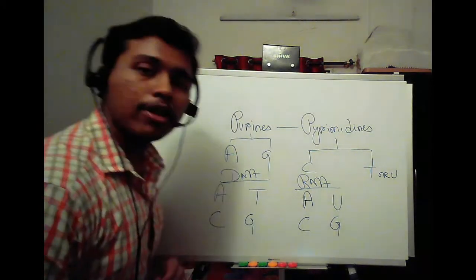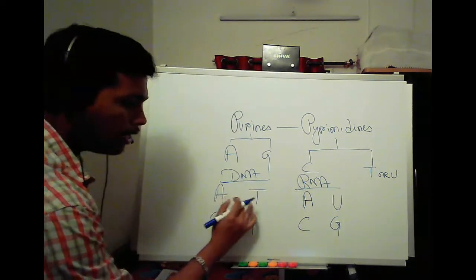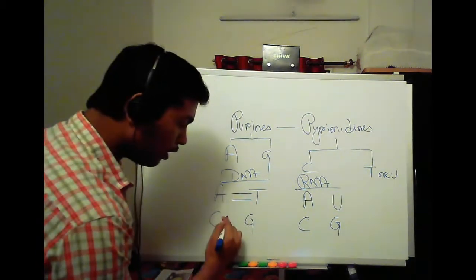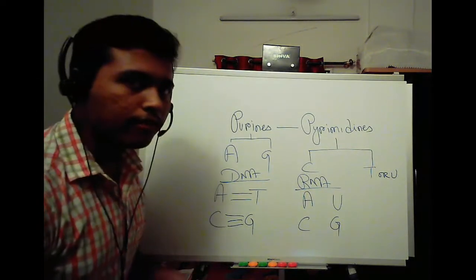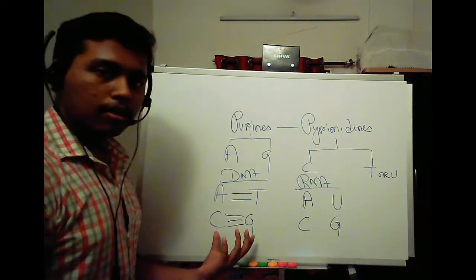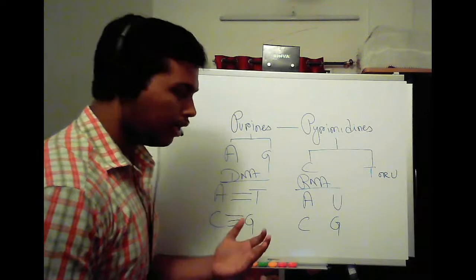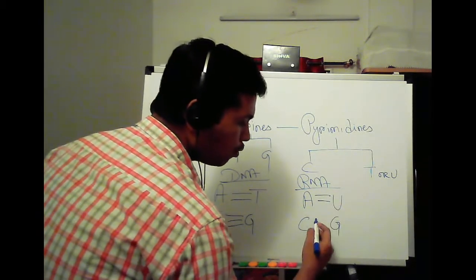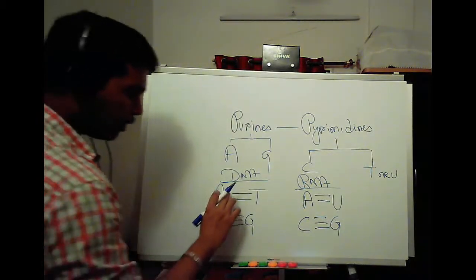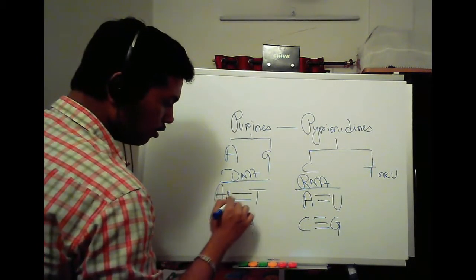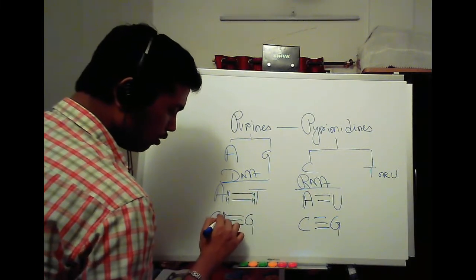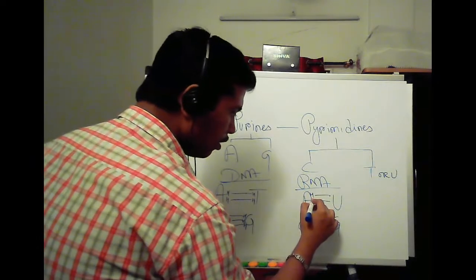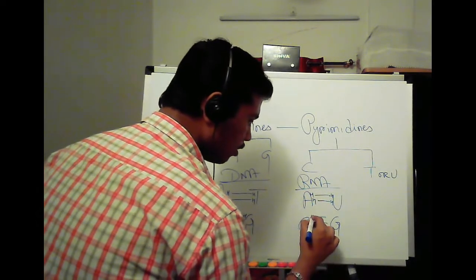Now, why didn't I draw any bonds over here? Let's check it out. Adenine and thymine have two hydrogen bonds in between. Cytosine and guanine have three. Why two, why three? When I discuss the structures of these individually, then I'll let you know why. Similarly over here, A-U 2, C-G 3. Now to be more specific, it's like this: hydrogen, hydrogen, hydrogen, H, H, H.